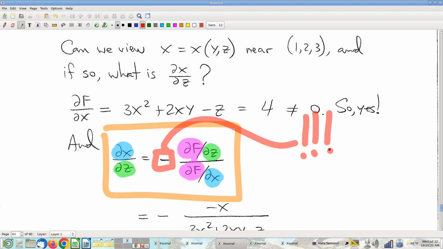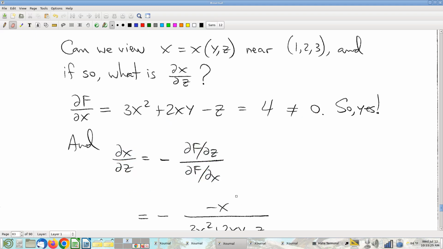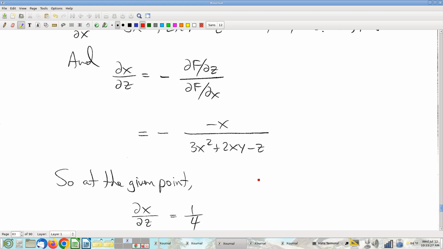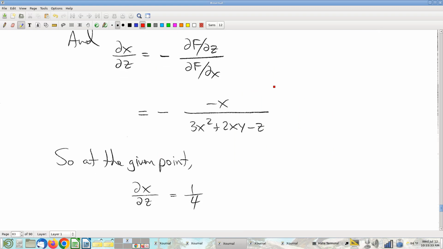And there's our formula, and now it's all plug and chug. Then you've got to compute these partials and plug in the given point, and a little bit of algebra and arithmetic, no big deal. And there's your answer. Everybody good?